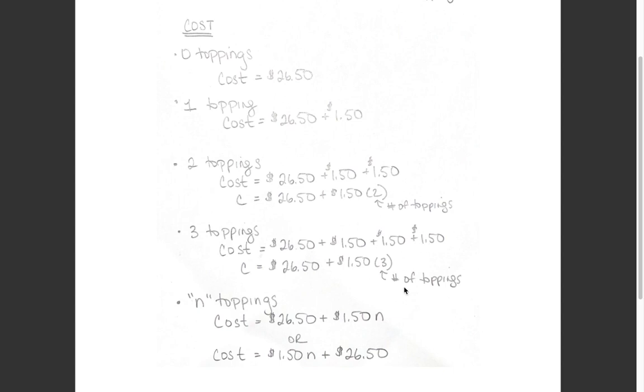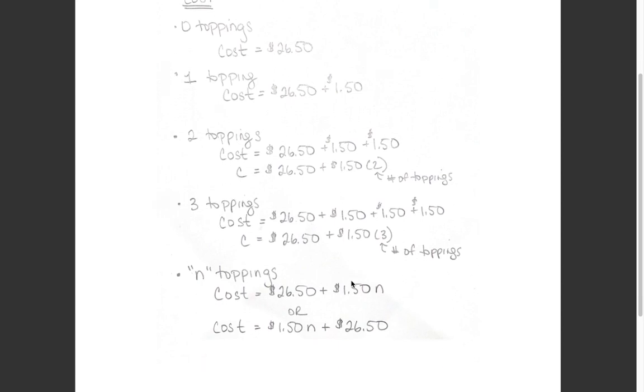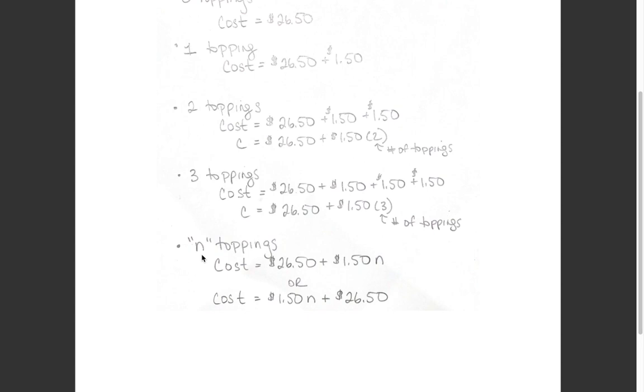So what we can do is take this idea here and generalize it to come up with an equation to model the cost of a pizza. So let's say I have n toppings. So this could be 10, this could be 15, this could be 100. Maybe not 100 pizza toppings on a pizza, but you get the idea. So if I have n toppings, some number of toppings, the cost is always going to be equal to $26.50, so the initial value, plus $1.50 times the number of toppings. And then using this equation that we've created, we can always figure out what the cost of our pizza is going to be based on the number of toppings that we pick. Okay?